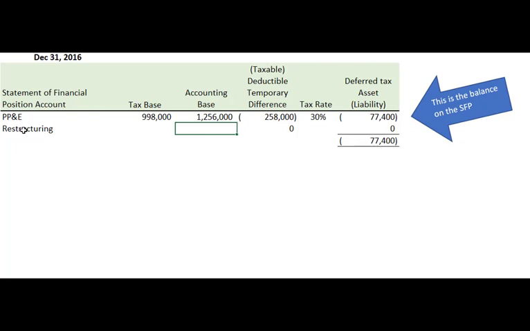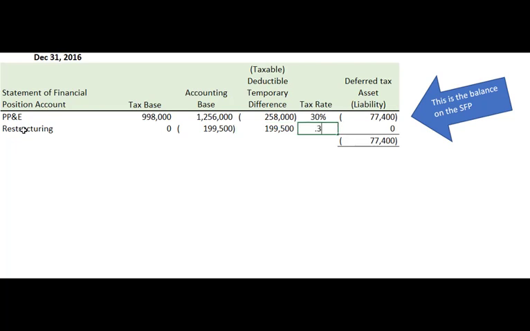Remember that it tells us it's a liability, so we'll put it in as a credit. Because for tax purposes, the restructuring costs are being deducted as they're paid, so on a cash basis. So there is no asset or liability for the tax purposes. So we have a temporary difference, deductible amount of $199,500. We'll be able to deduct this for tax purposes going forward.